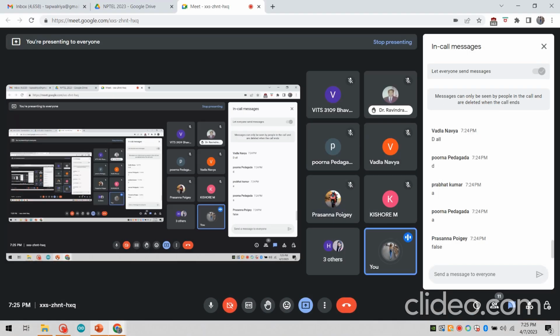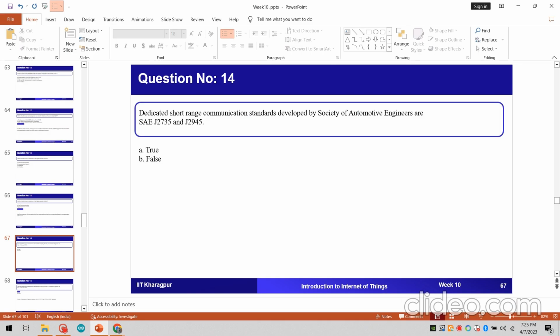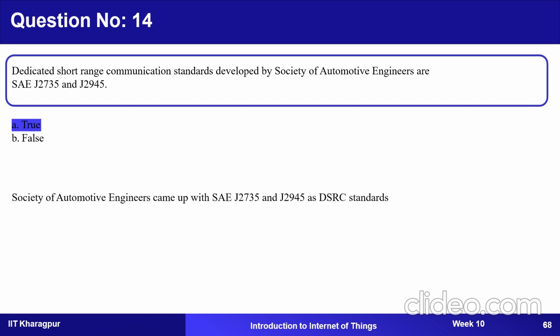Anyone is saying false? So this statement is true.